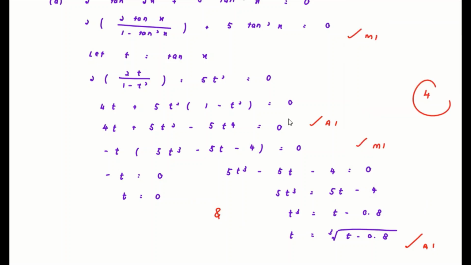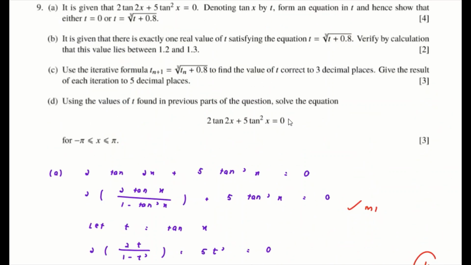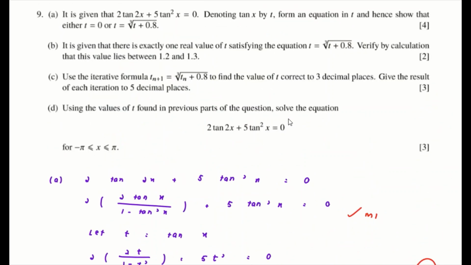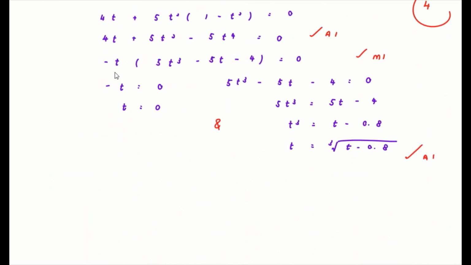Okay, so now the next part, part B. It's given that there is exactly one real value of t satisfying the equation here. So verify by calculation that the value lies between these two numbers. So this is the sign change that we need to prove. So for part B, t equals cube root of t plus 0.8.